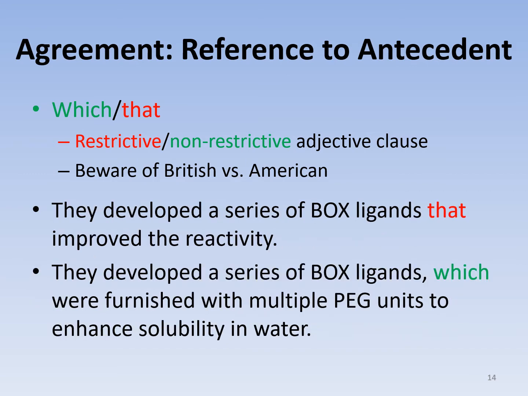"They developed a series of box ligands that improve reactivity." So here is what you are trying to emphasize. And for this sentence, you don't really care what exactly is on the box ligand. You're only trying to say that they developed some ligands, and we try to describe the ligands a bit further. That is the difference between restrictive and non-restrictive clauses, according to my understanding from experience.